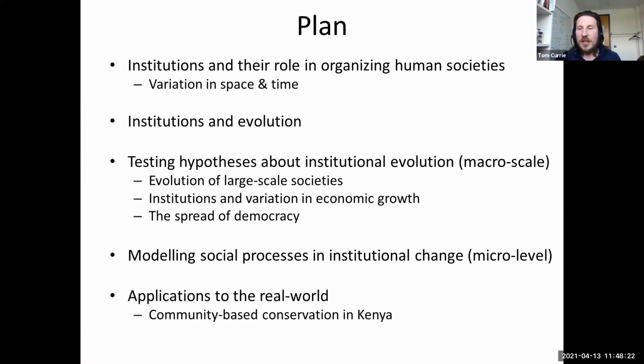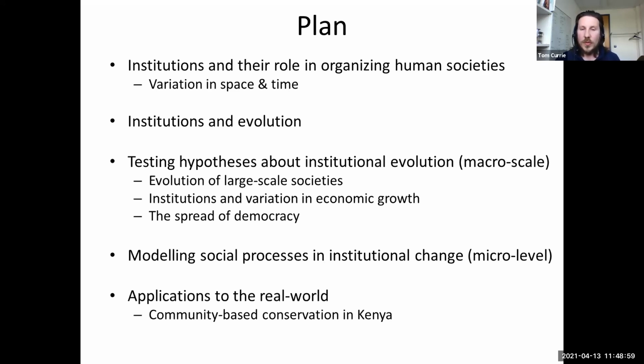I'm going to start off by introducing what we mean by institutions and their role in organizing human societies, and talk a bit about variation of institutions in space and time. I'm going to talk about how we can try and connect institutions and evolutionary theory. And then for most of the talk, I'll be talking about some of the tests of hypotheses about institutional evolution that myself and my research group have been doing, thinking about the studies we can do at a global or macro scale.